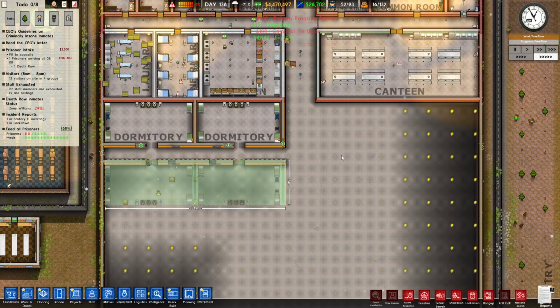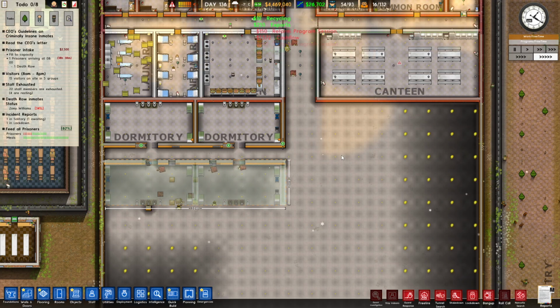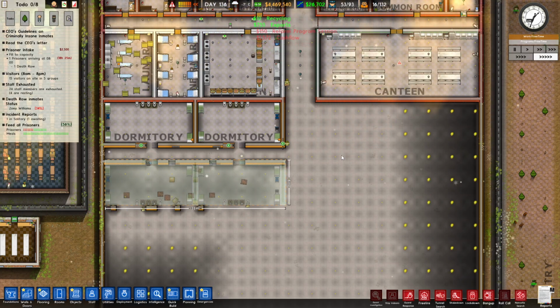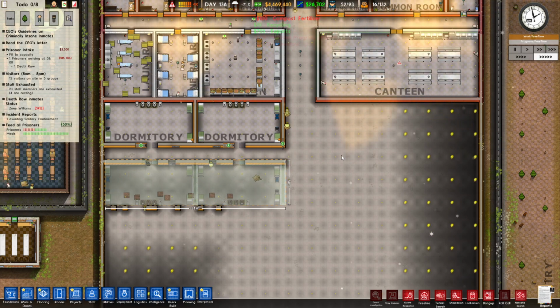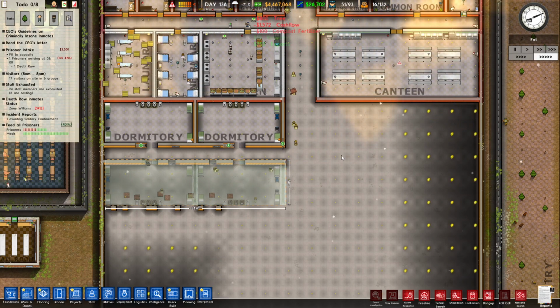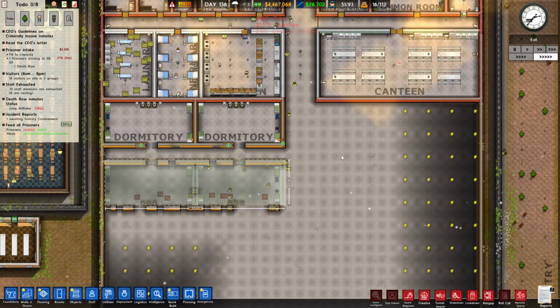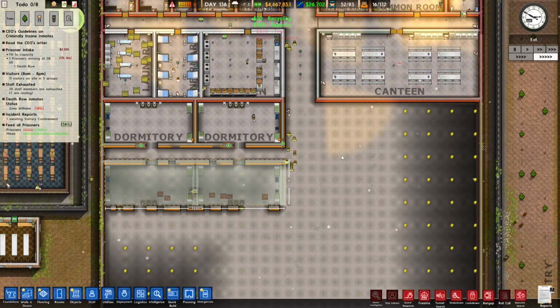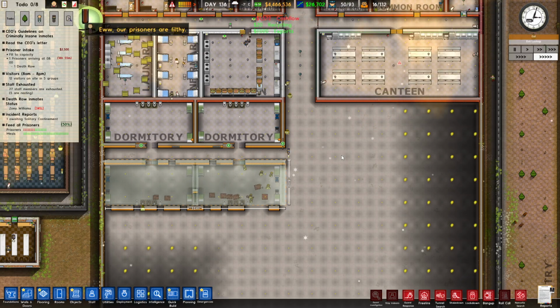So we've got 2 dormitories that are quality 2. And I'm going to put an extra object in here, or 2, to make this a 3. And then minimum security will have all the highest dormitories when we get there.